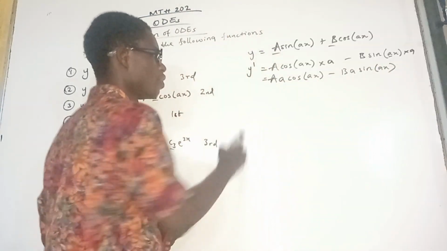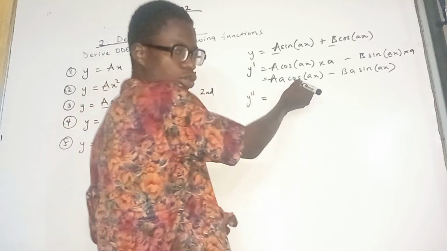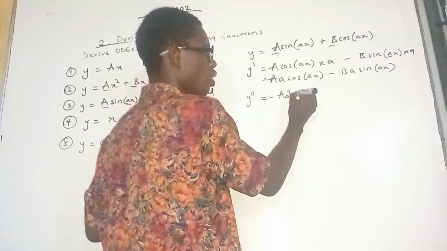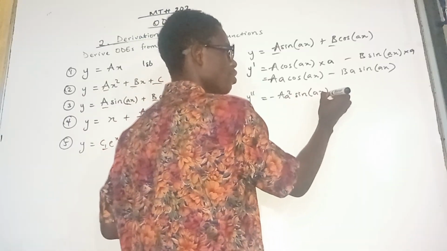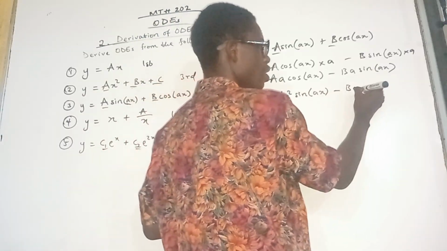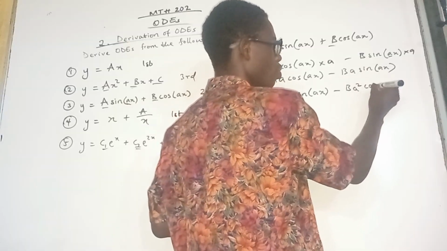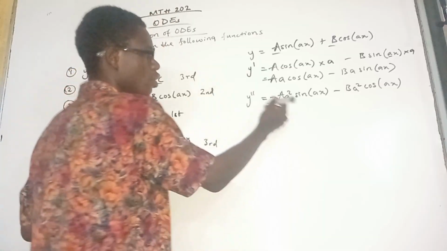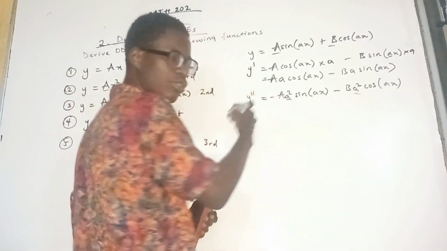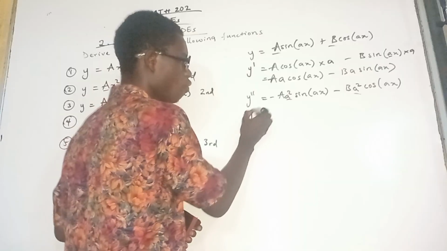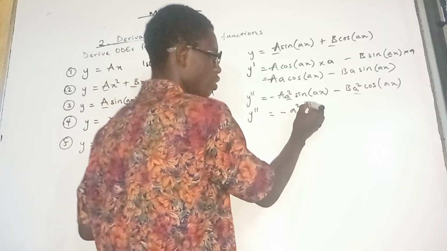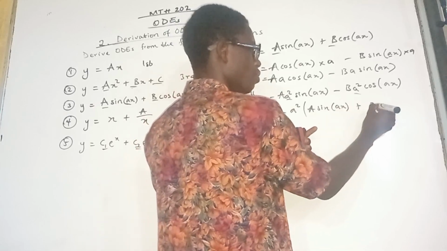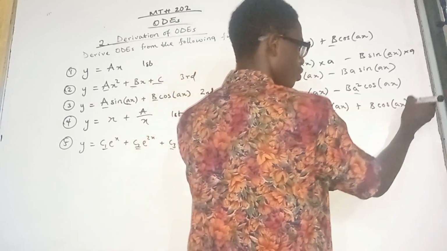This is my first derivative. Now my second derivative will be, I'm differentiating cos, which means the negative will be outside, minus a, a is coming out again, a squared sine ax minus b, a is coming out again, cos ax. I've differentiated the second time, so I'm not differentiating anymore. Now I can easily factorize a squared and negative out of both sides. So I have y double prime equals minus a squared into bracket, a sine ax plus b cos ax, right?